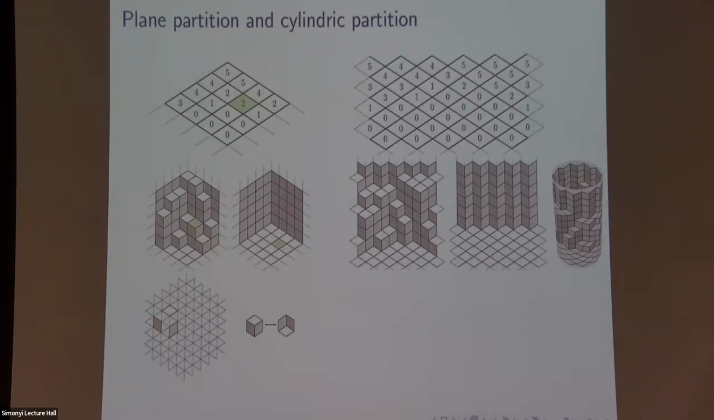About the cylindric partition, we can also think of it as a stack of unit cubes, but this time, instead of the corner, we want to stack our cubes in the infinite room. There is a column in the middle, and what we're doing is stacking cubes in a convex way around this column.